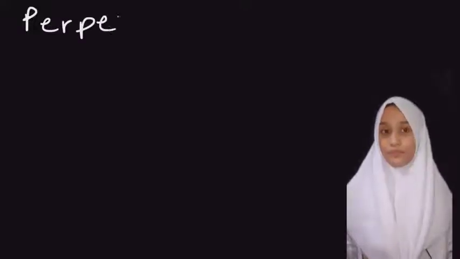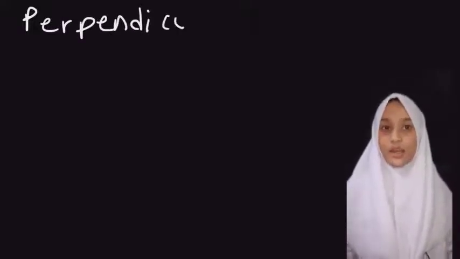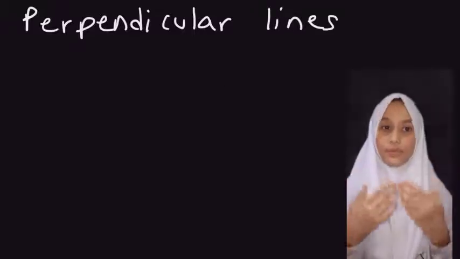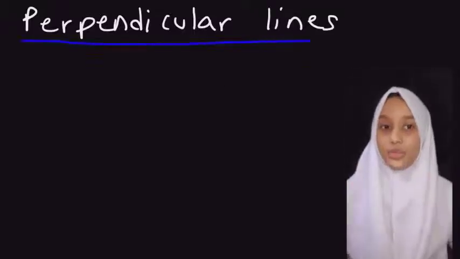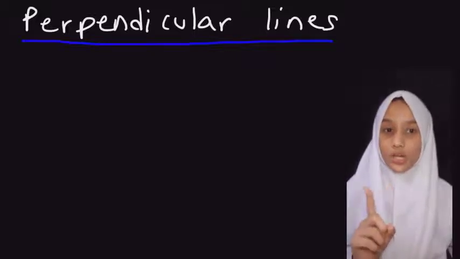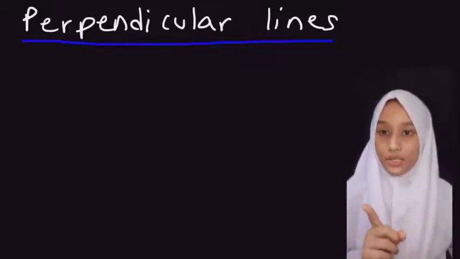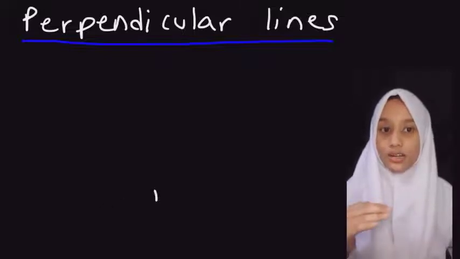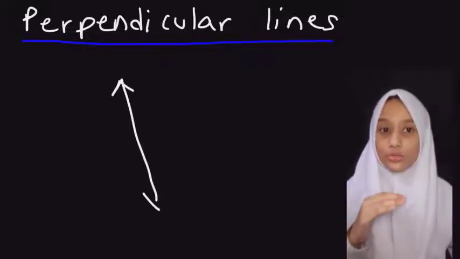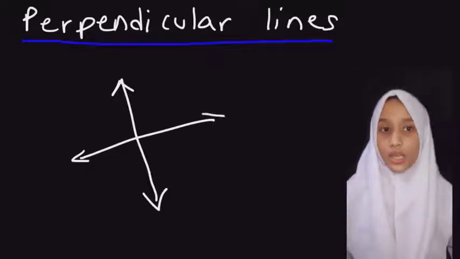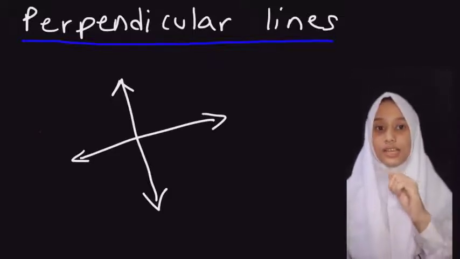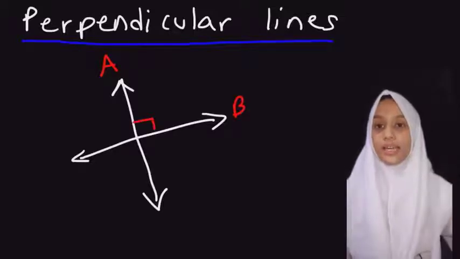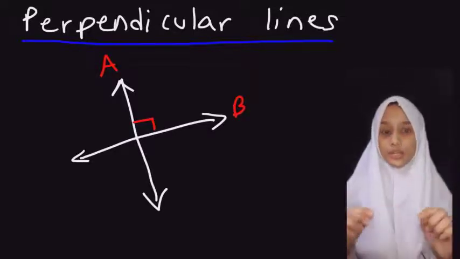What are perpendicular lines and how are they different from parallel lines? As we said before, parallel lines do not intersect each other, but perpendicular lines, they do intersect each other. In fact, they do so at a right angle. So let's call this line A and line B. So they are going to meet at a 90-degree angle.